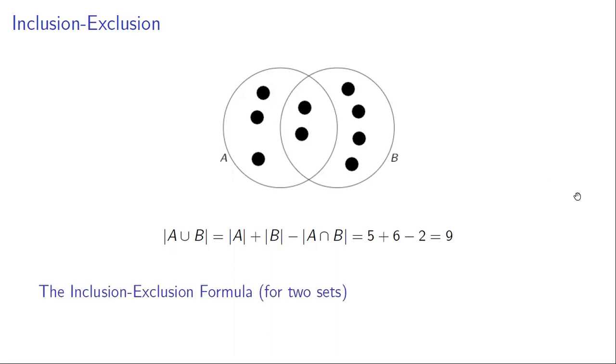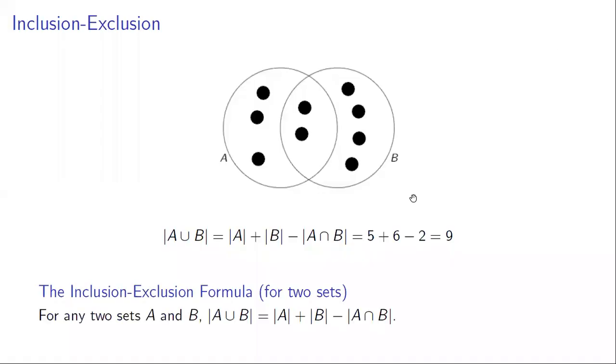So here it is. Here's the inclusion-exclusion formula for 2 sets. There are different forms of the formula depending on the number of sets we're dealing with. We're only going to be worried about 2 sets. Okay, so here it is, corrected. For any 2 sets A and B, the cardinality of A union B is equal to the cardinality of A plus the cardinality of B minus the cardinality of the intersection of A and B.